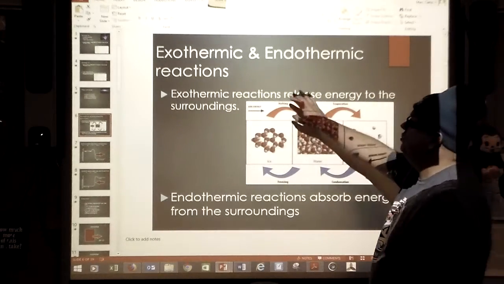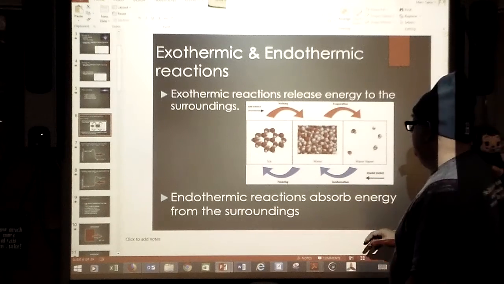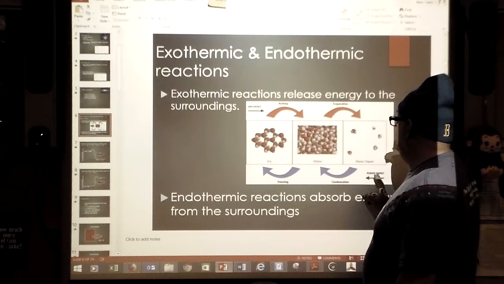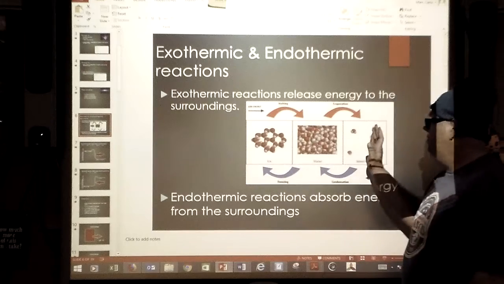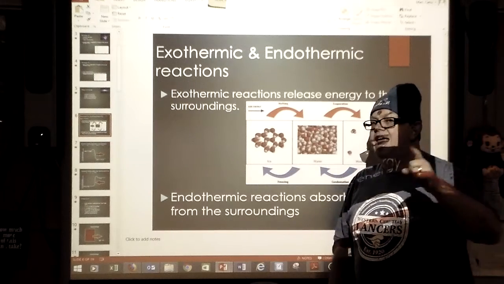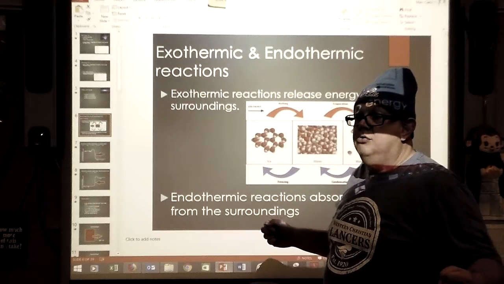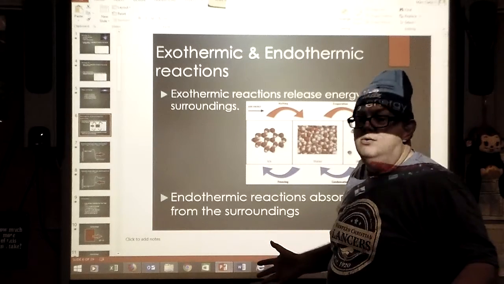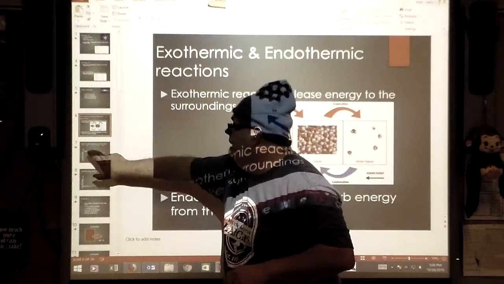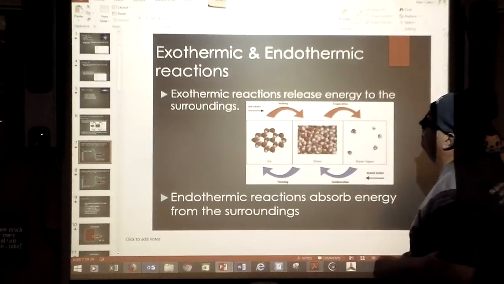So anyways, that's the difference between exothermic and endothermic. Now remember, if you're removing energy, going from steam to ice, that's an exothermic process, because you're taking heat out of the water and putting it in the surroundings. That's the bottom line. Now, how does that apply for chem?